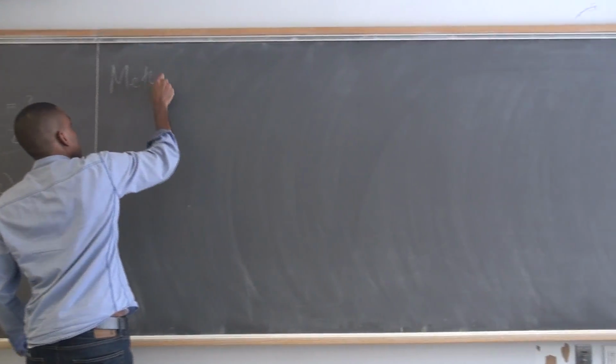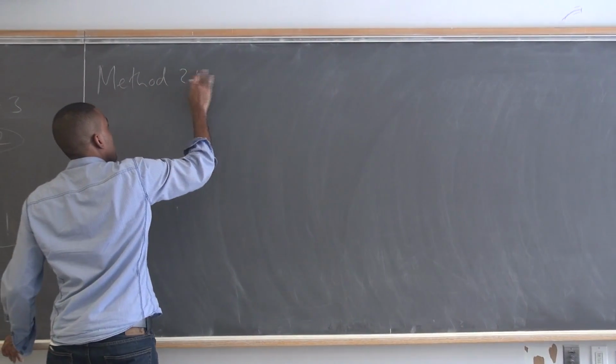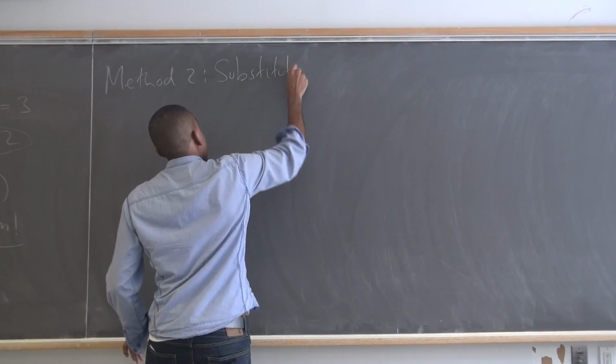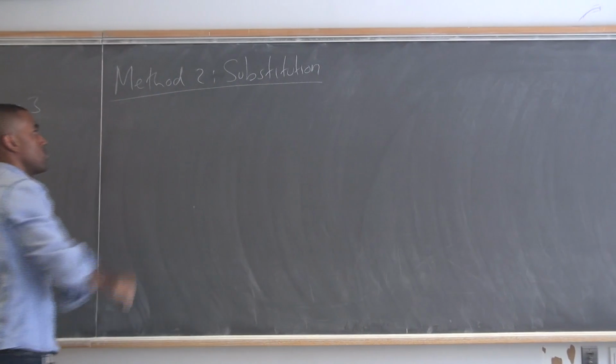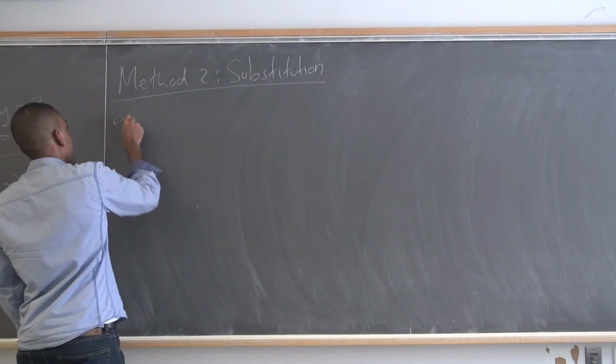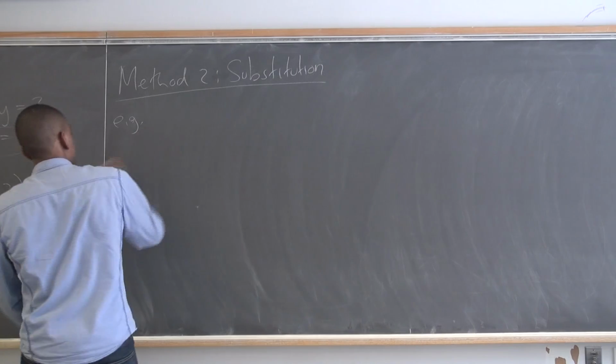There's another way. Substitution. Remember how that one works? Yeah. You can solve for one of the variables and then plug it into the other equation. Right. You solve for one variable and substitute that expression for that variable in the other equation. So that's how that works. So let's do the same example.